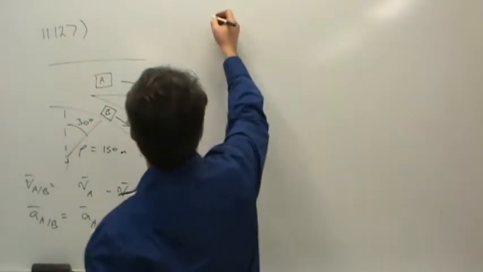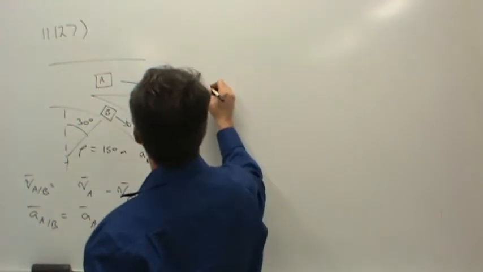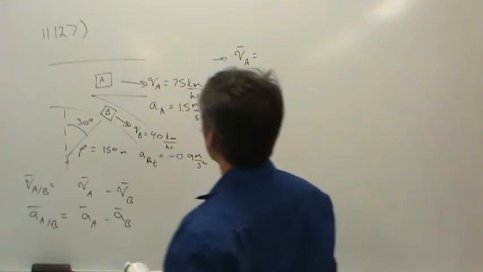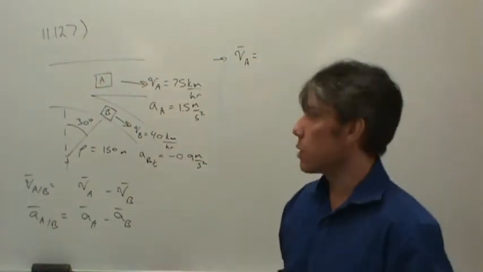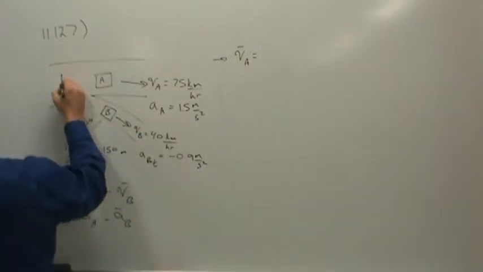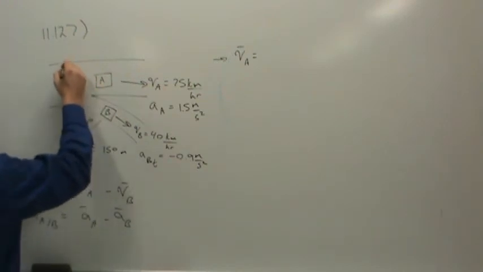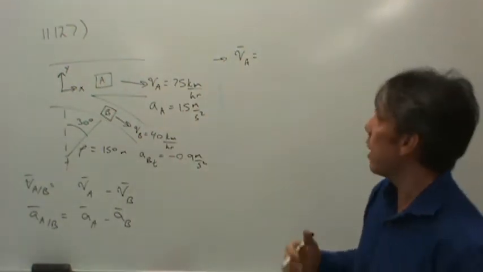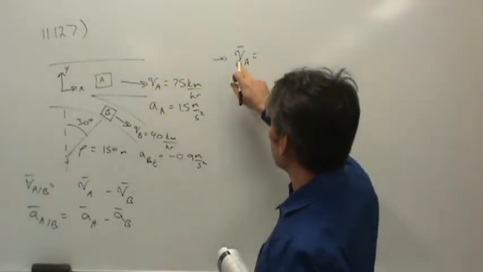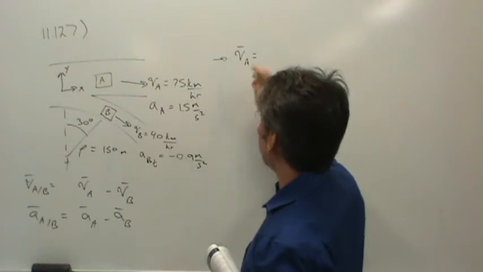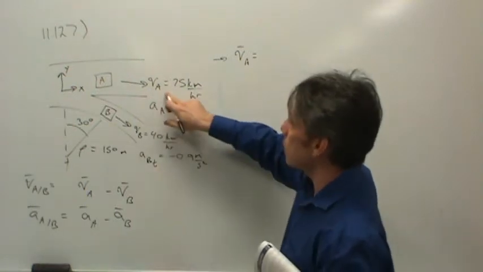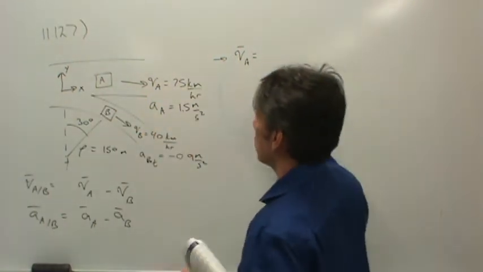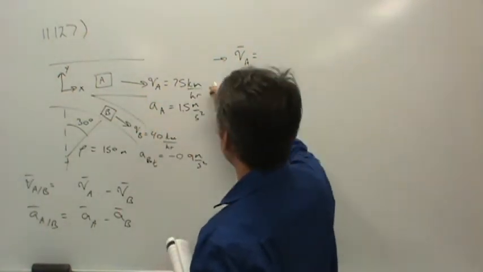If I wanted to write the velocity of A in vector format, how would I do that? The velocity of A is equal to, well, first of all, I need a coordinate system. Probably the most natural coordinate system is this one, x, y. So x is positive to the right, y is positive up. Okay, and so now what do I need to do? Well, to write the velocity of A, I need to resolve this speed into components. Well, it's just in the x direction, so this is 75 kilometers per hour.